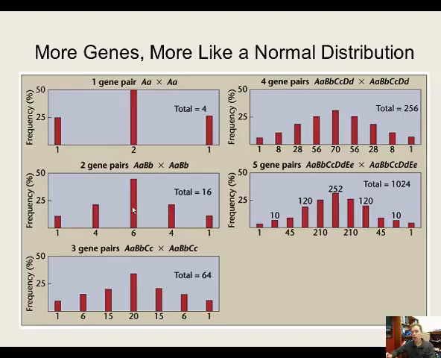The same trend is seen with other examples where multiple genes are included, except that the resulting normal distribution looks more and more gradual. With 3 genes, A, B, and C, you notice that the range extends even further and looks more like a normal distribution. Then 4 genes, A, B, C, and D, and A, B, C, D, and E. More and more phenotypes are seen in each of these cases.